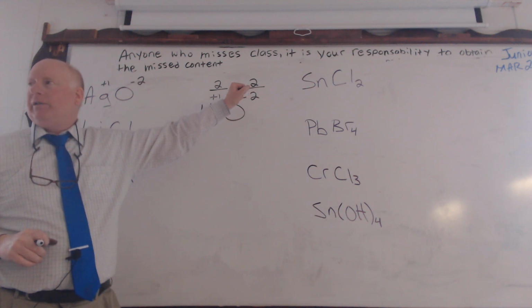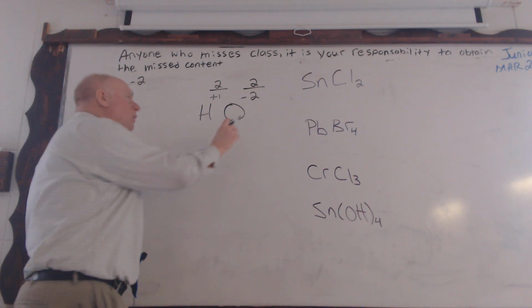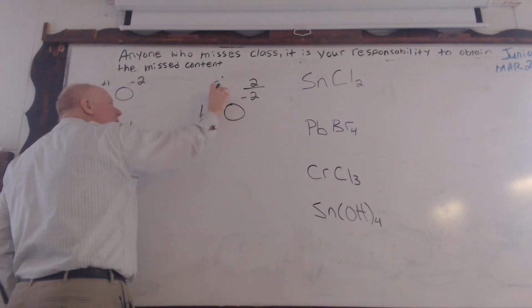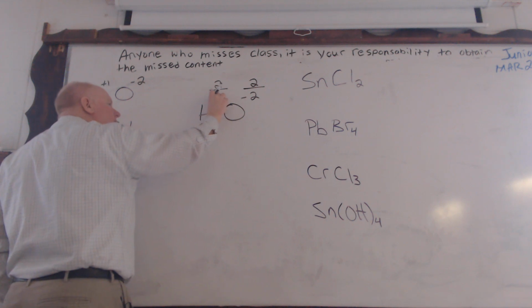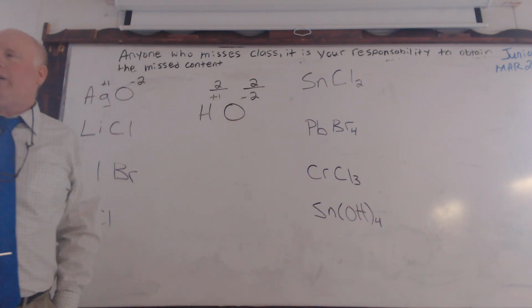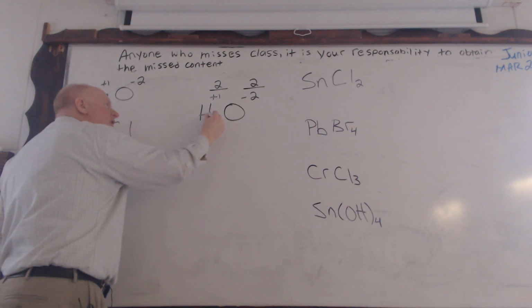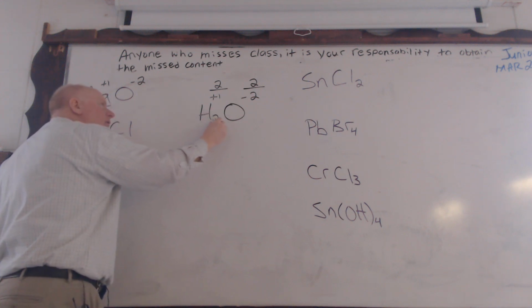2 divided by 2 is just 1, and we've got 1 here. Then what is 2 divided by 1? It's 2. Okay? So that's how we arrive at that formula.